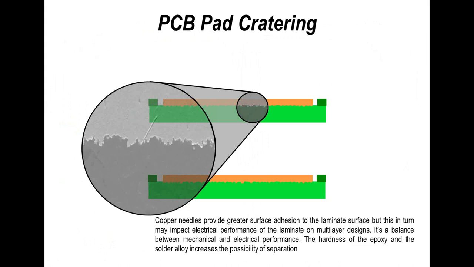And certainly, you would find this if you do pull tests and peel tests on materials, you'll find differences. If you expose them to very high temperatures, as we do with high temperature soldering, again, you might see poor adhesion characteristics.